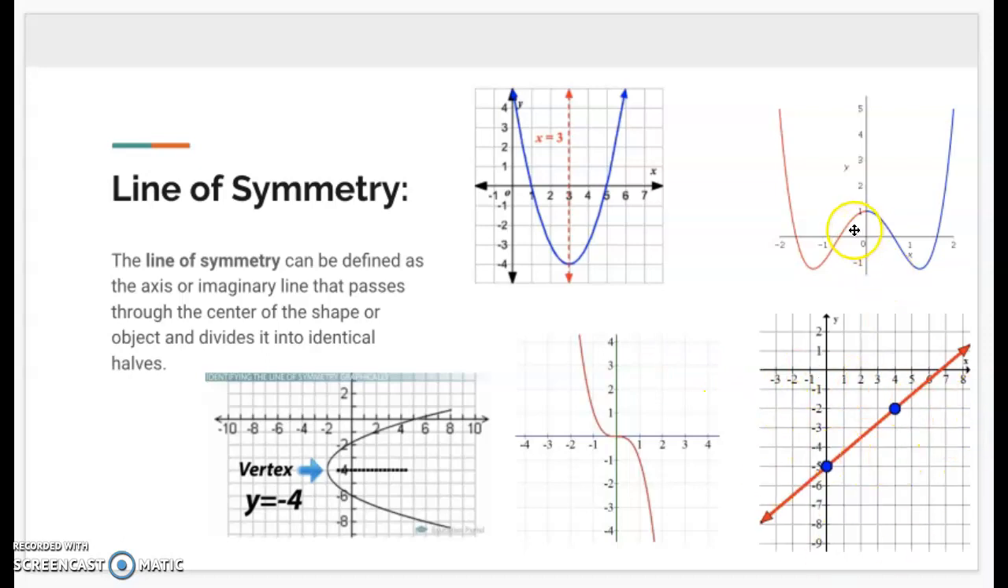In this graph, again, think about if I were to draw a line going straight down, it wouldn't work. If I were to draw a line going horizontal, it wouldn't work. If I were to draw a line diagonally and then flip it, would that work? Yes. So in this case, my line of symmetry would be this diagonal line. We don't know how to write that yet, so right now I'm just going to have you write line of symmetry would be diagonal. This is my line of symmetry.